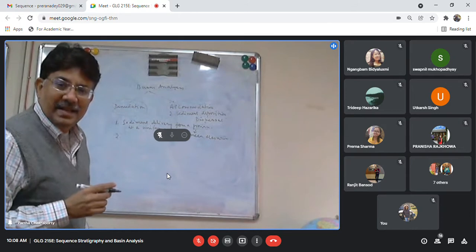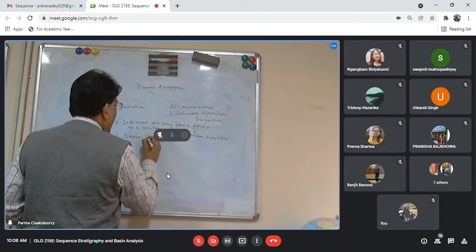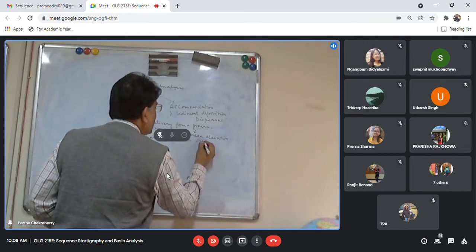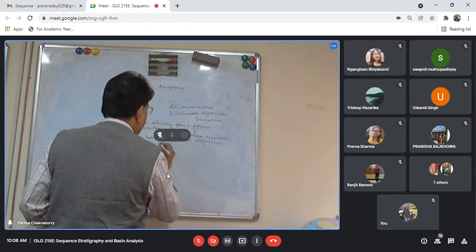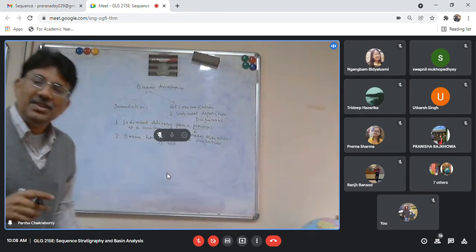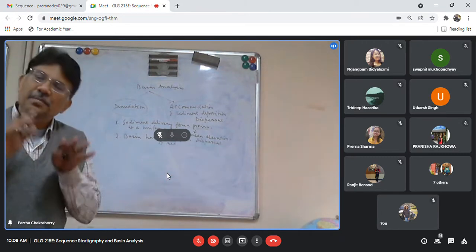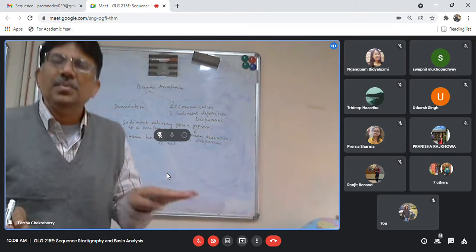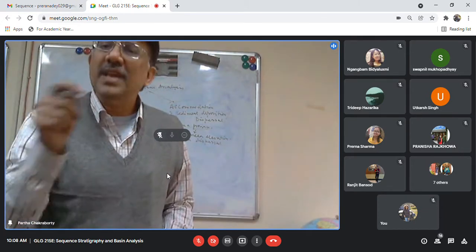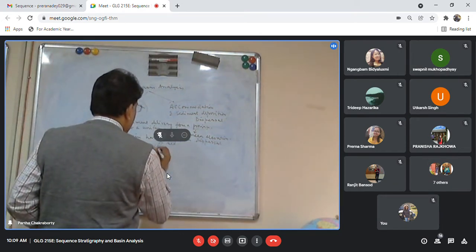Number two: the basin has a uniform dispersal of sediment. Thereby we are thinking that if the entire basin receives the sediment, it will distribute the sediment uniformly in the entire basin, which is again an oversimplification. So it is a uniform deposition in the basin.